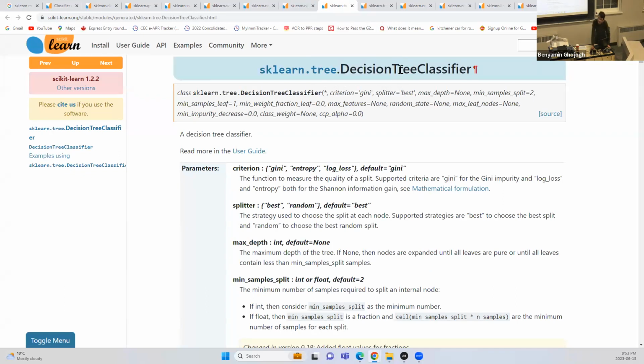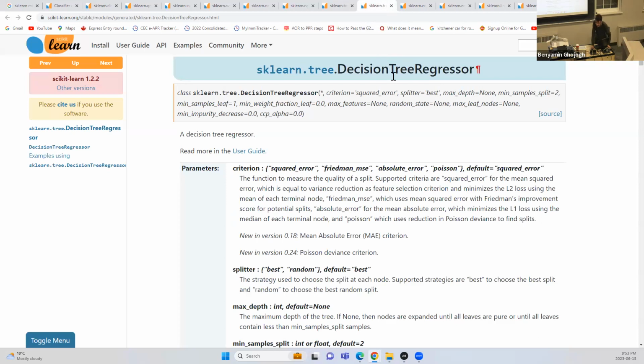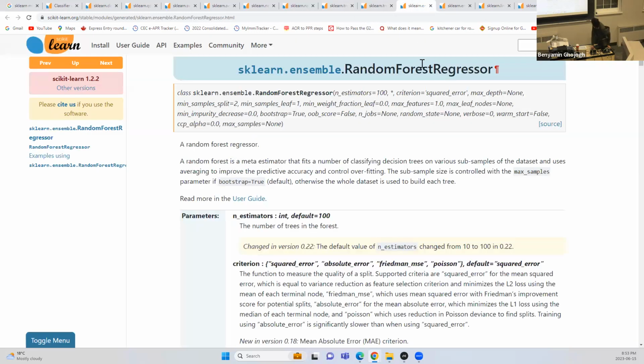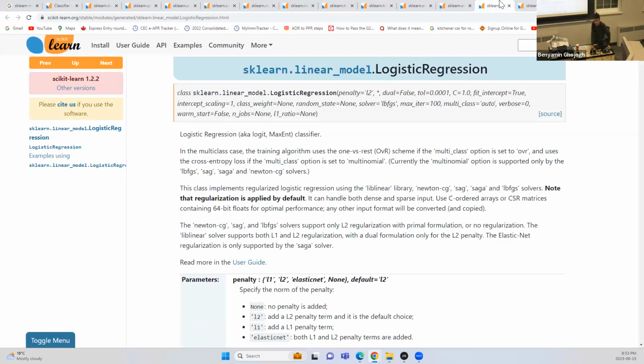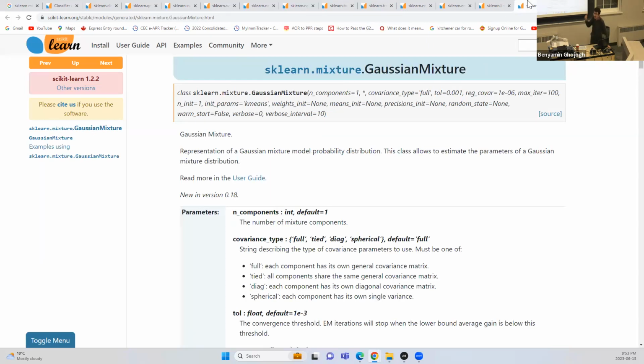This is decision tree classifier. We talked about it. This is decision tree regressor for regression. We talked about it. This is random forest regressor. We talked about it. This is random forest classifier. We talked about it, right? All of them we talked about. This is logistic regression. We just talked about it. This is Gaussian mixture, which we will cover in this course later. Okay? Which is a mixture distribution.